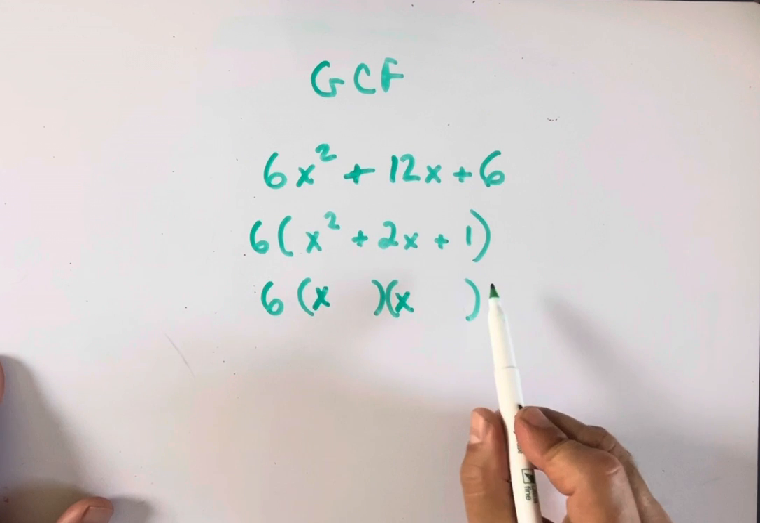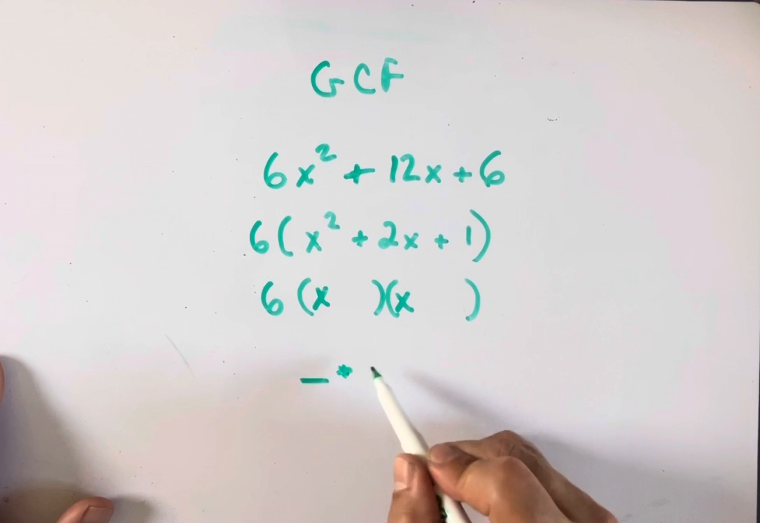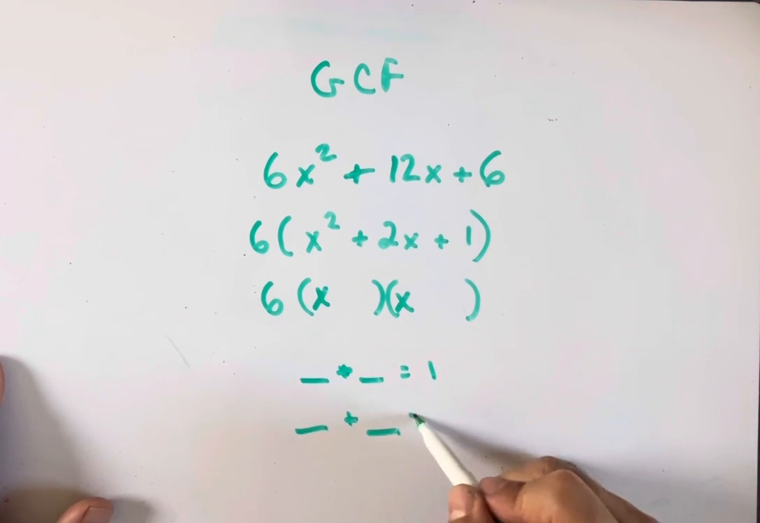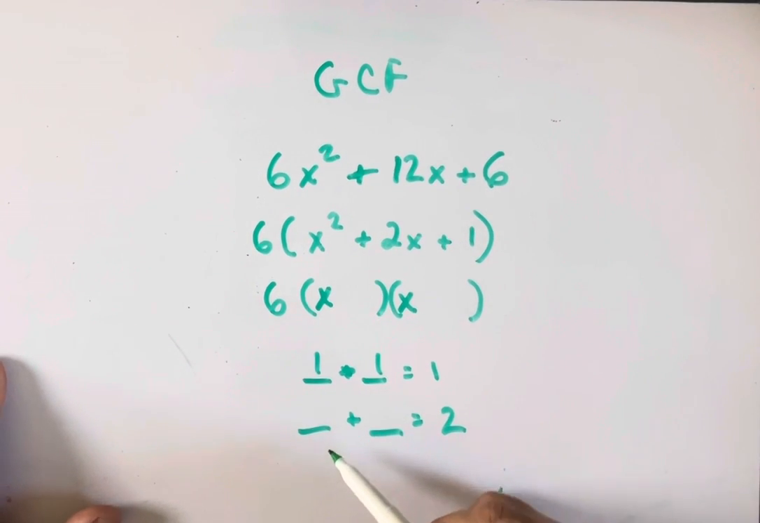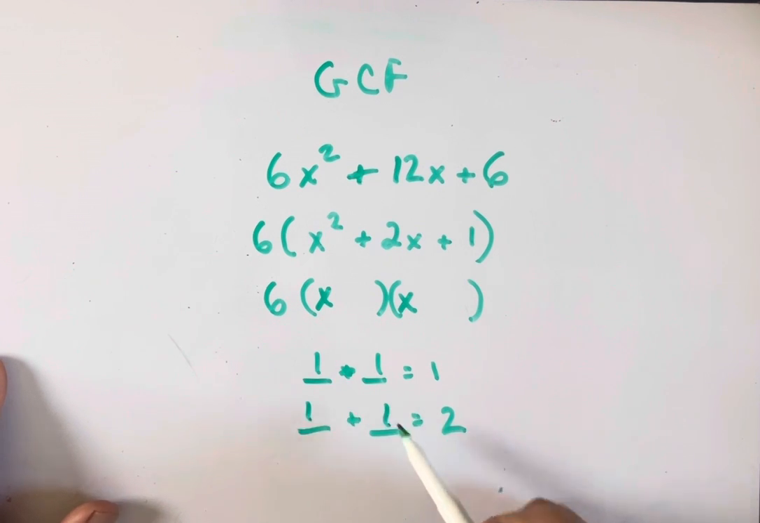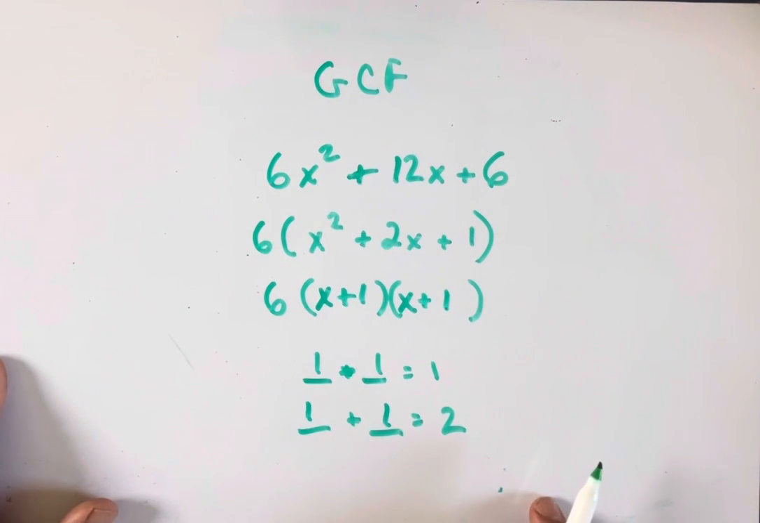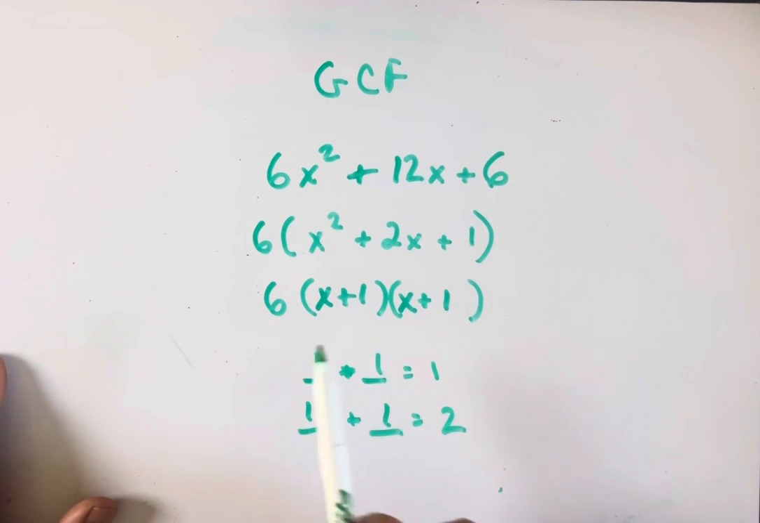We remember that it has to multiply to make 1, and it has to add up to make 2. I think I know what it is. 1 and 1 multiply to make 1. 1 and 1 add up to 2. It's actually a special kind of trinomial. We'll go into that after the quiz, but that is now factored. We factored out a greatest common factor, and we factored a trinomial.